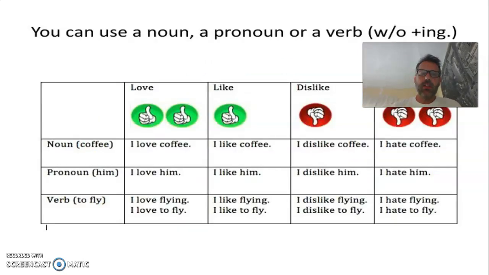Now look. Now you can use a noun, a pronoun, or a verb with ing. For example, I love coffee. Remember, I love is because I like it a lot. Two thumbs up is because I love coffee. Only one. I like. It's like that. I dislike. It's like, oof, I don't like it that much.